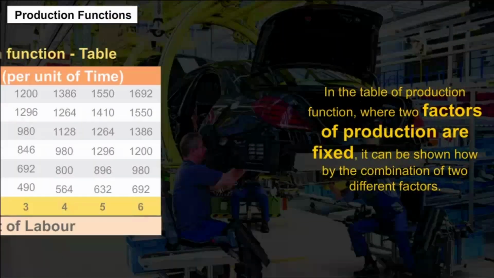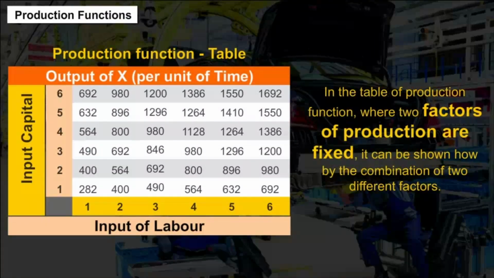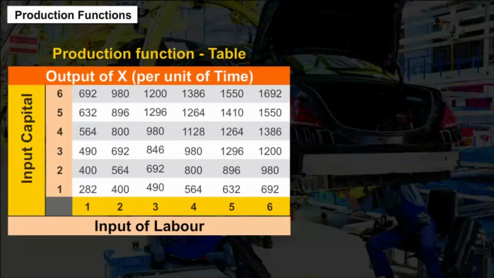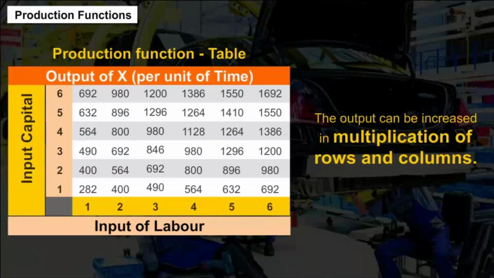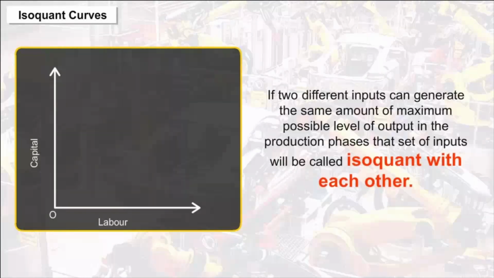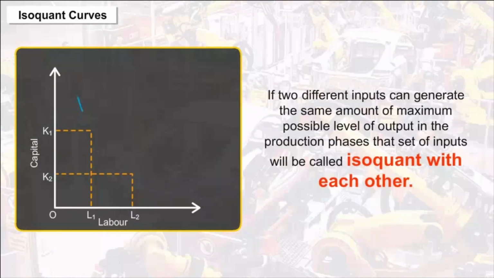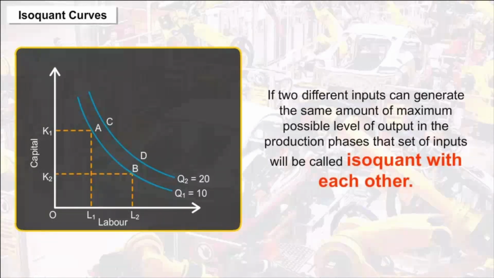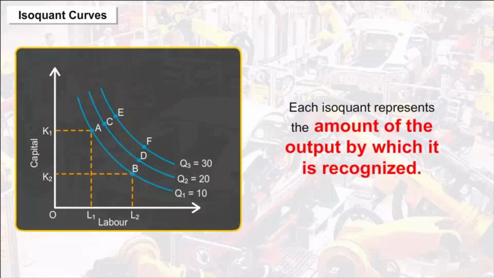By the aid of efficient use of the input, the maximum amount of output from a production process can be achieved. In the table of production function, where two factors of production are fixed, it can be shown how by the combination of two different factors, the output can be increased in multiplication of rows and columns. Isoquant curves. If two different inputs can generate the same amount of maximum possible level of output in the production phases, that set of inputs will be called isoquant with each other. Each isoquant represents the amount of the output by which it is recognized.